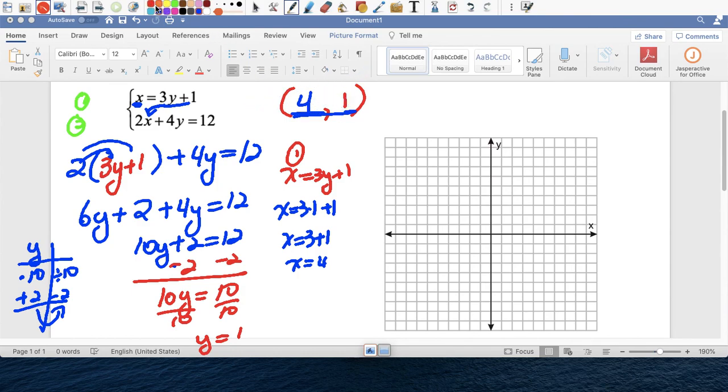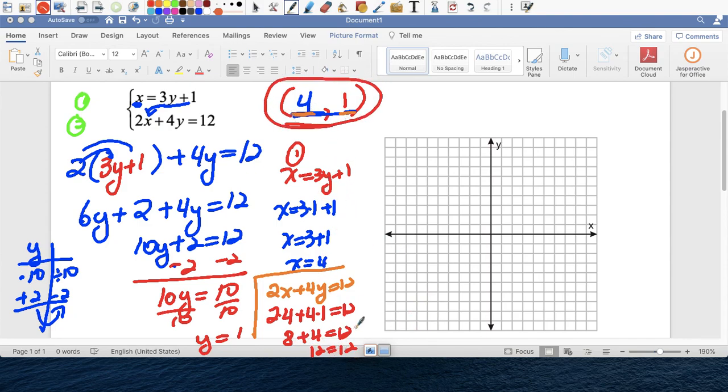Let me just do a quick check. I'm going to pick either equation 1 or 2, and I'll pick equation 2: 2x plus 4y equals 12. If I substitute these two values, 4 and 1, this should make that equation true. So 2 times 4 plus 4 times 1, I replace x with 4 and y with 1. 2 times 4 is 8, 4 times 1 is 4, and 8 plus 4 is 12. So it proves that this is correct. I could plug it in the first equation, and you'll see that both of them are true.